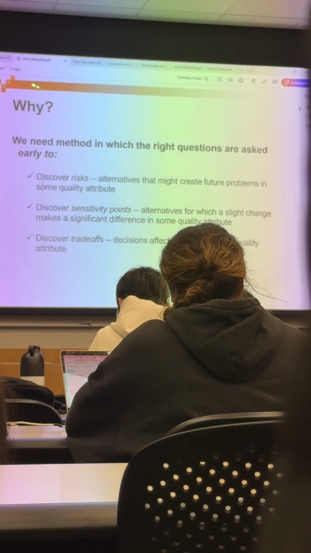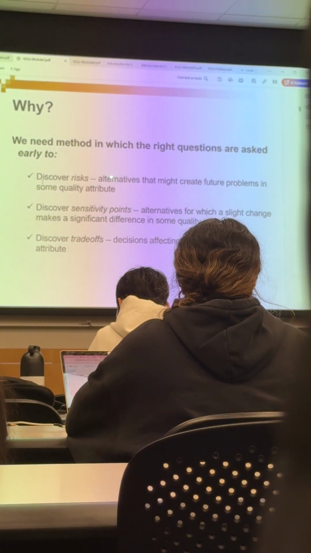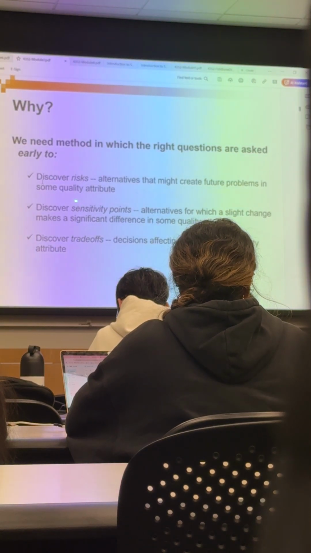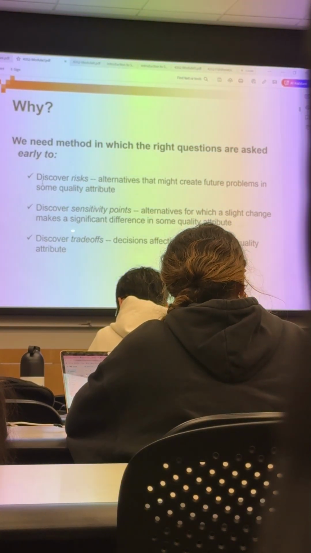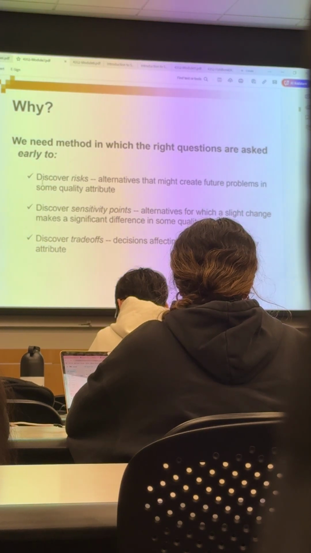And why do you want to perform analysis? Three or four things. The first thing is risks. We discover risks. We discover sensitivity points. We discover trade-offs. And the risks, sensitivity points, and trade-offs, all these concepts are in the light of quality attributes, so keep that in mind. We always talk in terms of quality attributes.